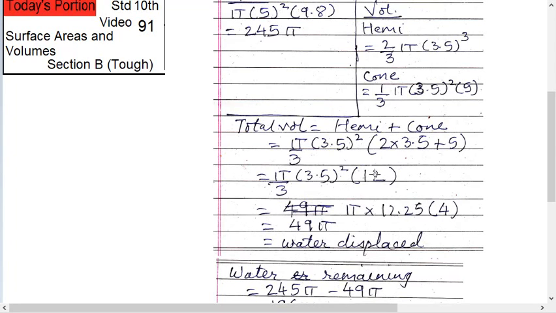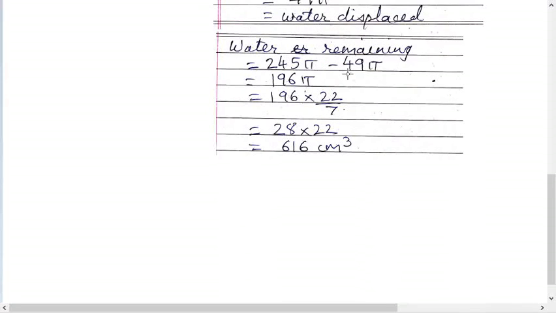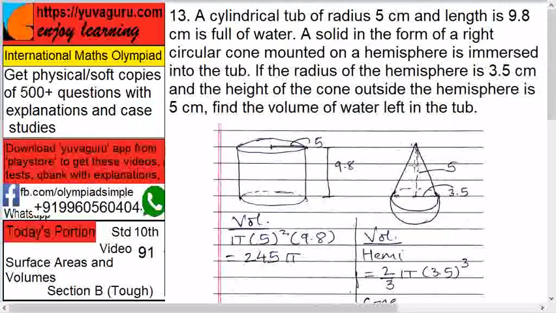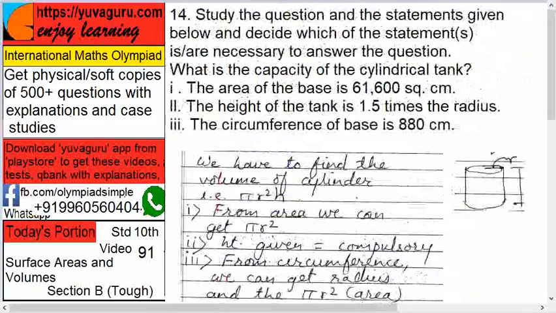This from 245π. So it becomes 245π minus 49π, 196π. Solve it into 22 by 7. See here, if it's given in π in the exam, keep it this much only. Otherwise, solve it. So go on solving, you will get 616 cm³. So this much is the water remaining after this figure is immersed in this tub. Okay, so that is the answer.